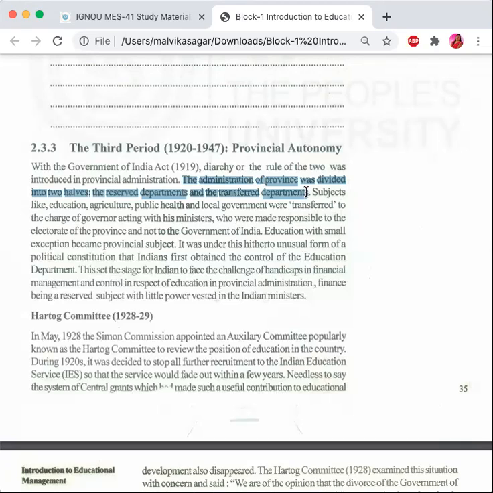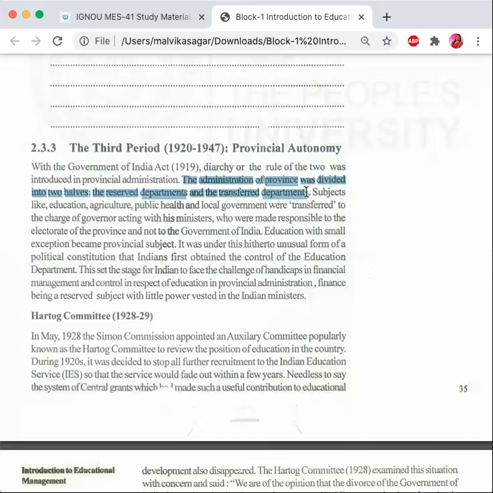This set the stage for Indians to face the challenge of handicaps in financial management and control in respect of education in provincial administration, finance being a reserved subject with little power vested in the Indian ministers.